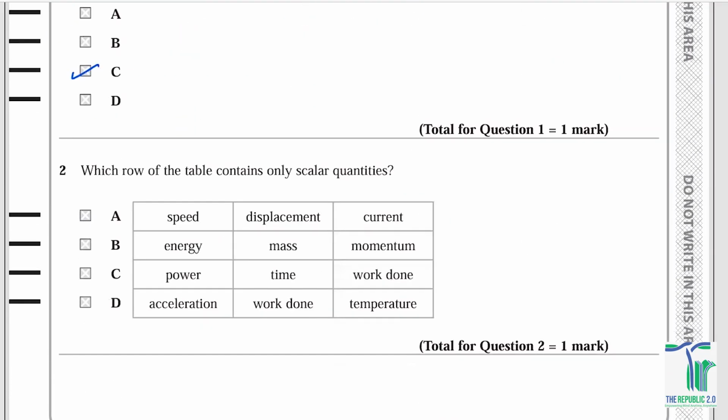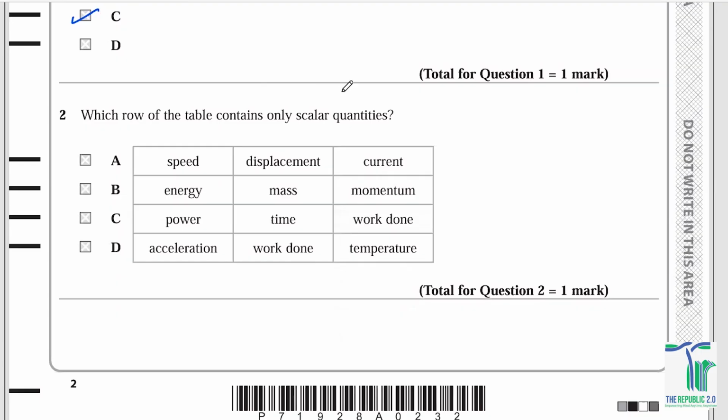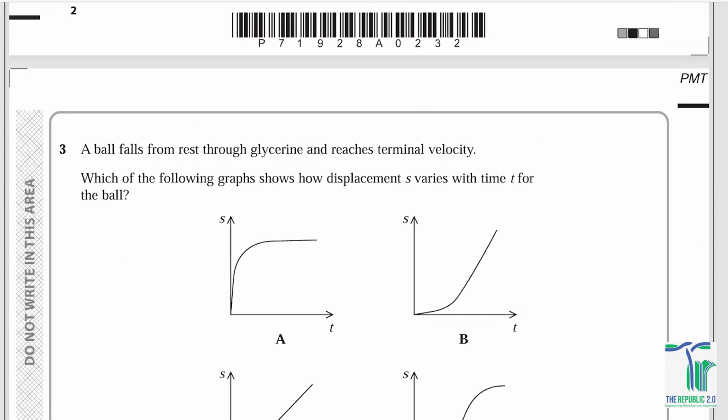Similarly, for question number two, which row of the table contains only scalar quantities? Everybody knows that scalar quantities are quantities which require only magnitude. So in A, displacement is a vector quantity. In B, momentum is a vector quantity. In C, there is no vector quantity. Power is scalar, time is scalar, work done is scalar. So that is why we have to go with option C.